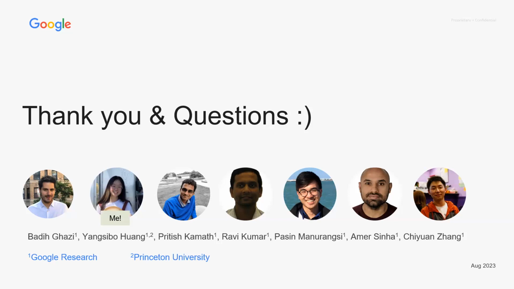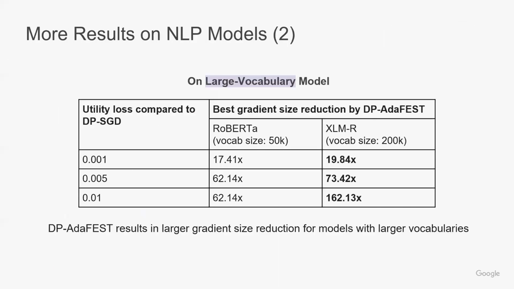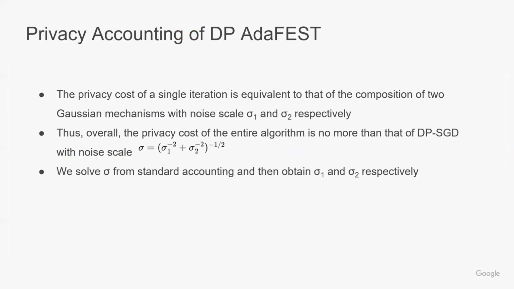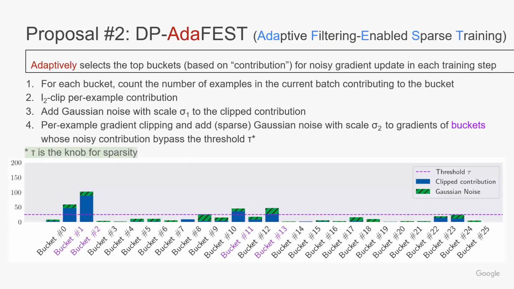Thanks for the talk. If I understand correctly, the first step is to select the buckets. Is this selection done privately? Yes, it's done privately. So you need to compose this private selection and the Gaussian mechanism? Yes, as shown in our privacy analysis here. Sigma 1 and sigma 2 correspond to the two Gaussian noises. Sigma 1 is added to the contribution, and sigma 2 is the final Gaussian noise added to the gradients. So where is the epsilon for the private selection?